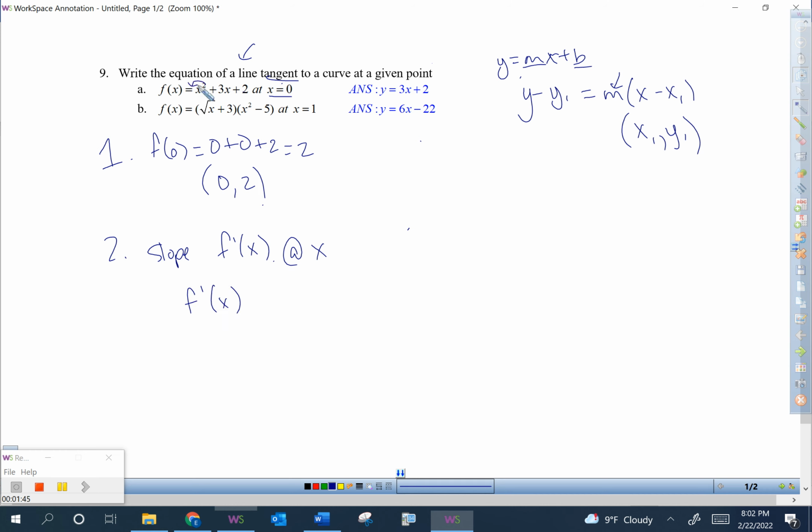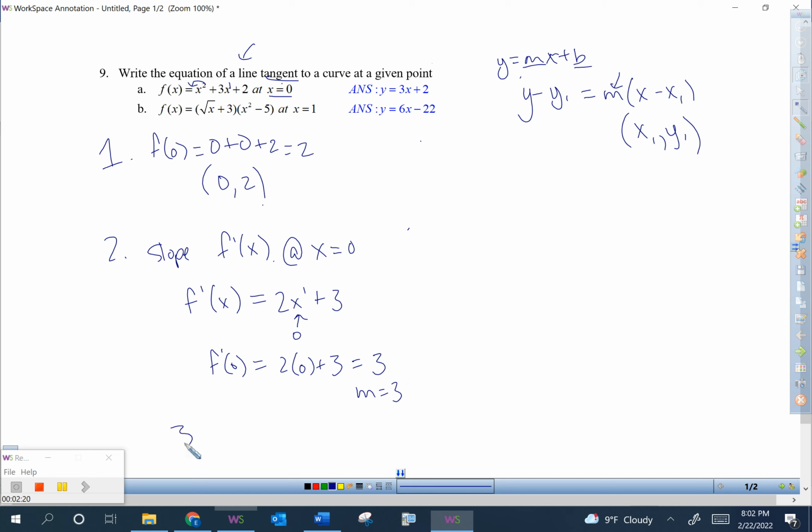So now we're going to use our power rule. Okay, for the x squared, the 2 comes in front, so that's 2x, power decreases by 1, 2x to the first. Here, power rule again gives plus 3, and that x to the 0 disappears. The plus 2 is a constant, so it goes away. So there is your slope formula. Now we were given x equals 0, so we're going to just plug in 0 there and find the derivative at that value. So 2 times 0 plus 3 is 3, so our m value is 3.